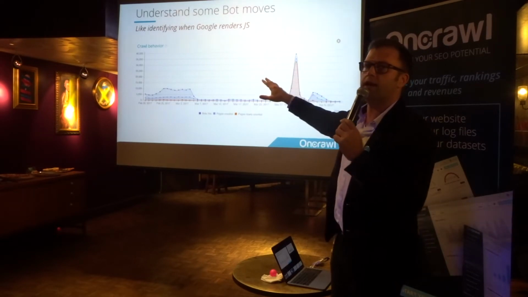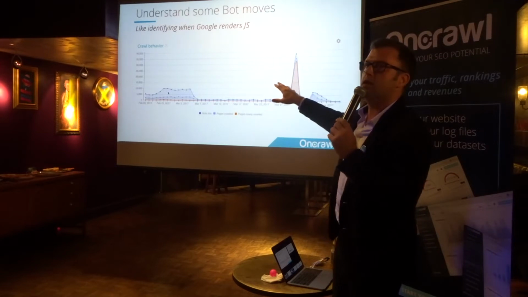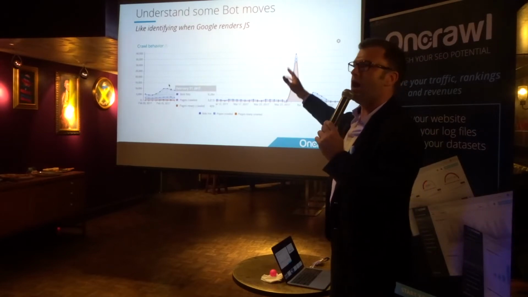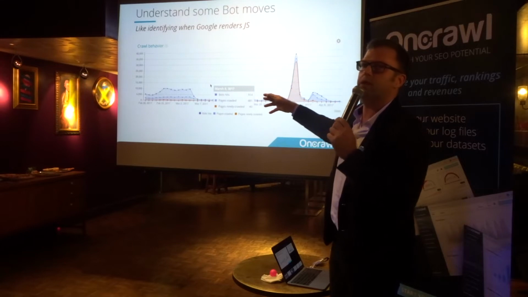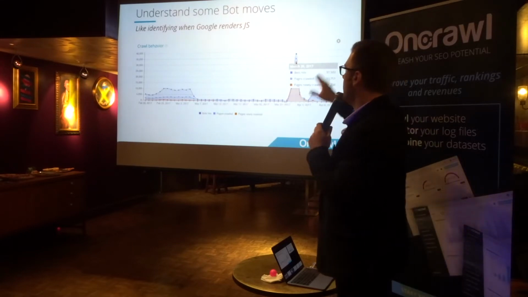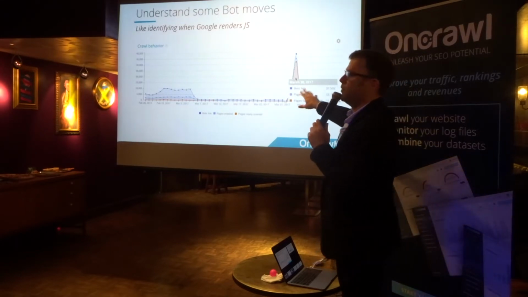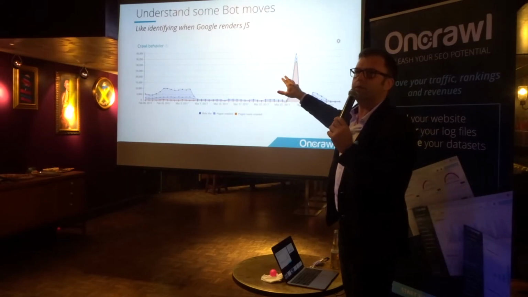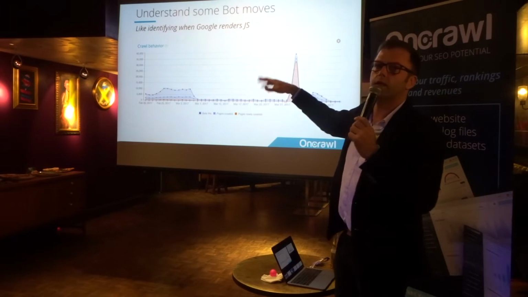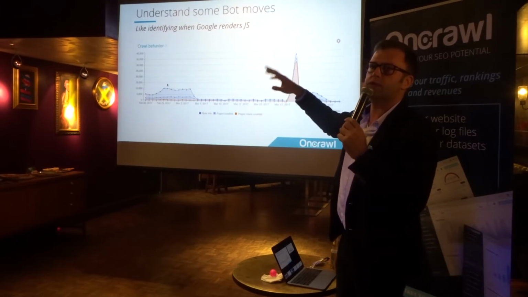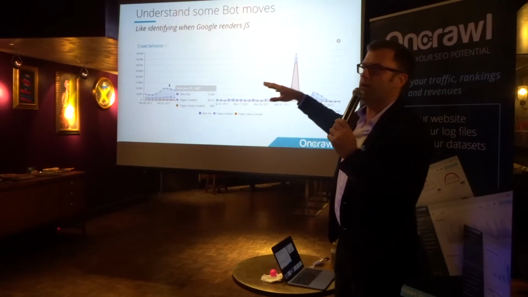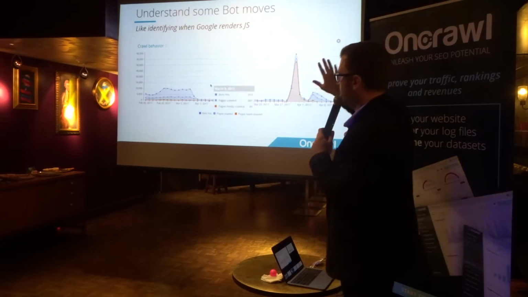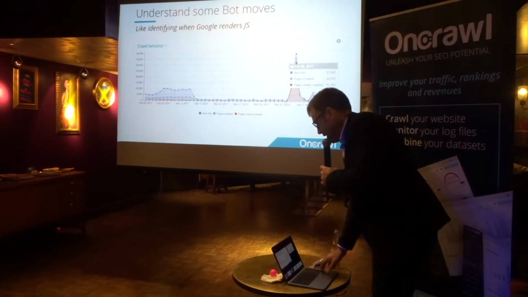Having an eye within your logs will help you understand how Google is rendering your resources. Each time you see a big spike like that, Google is running your JavaScript. And of course, at Oncrawl, we are using fraud detection and reverse IP to detect that they are real Googlebots.